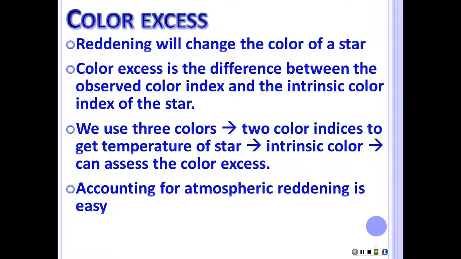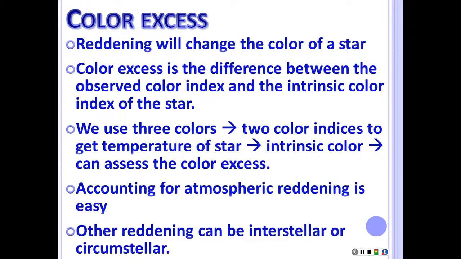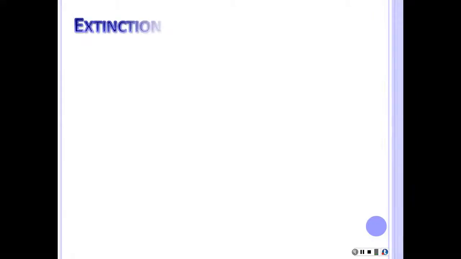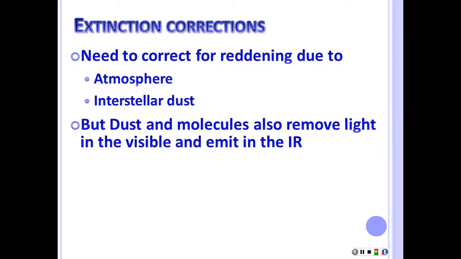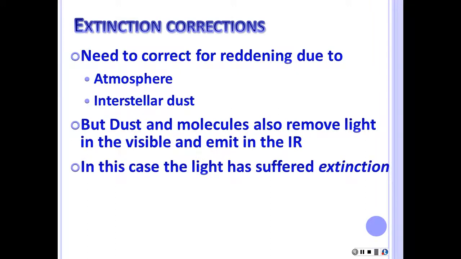We can account for any reddening that happens because of the atmosphere, because we understand the atmosphere fairly well, but the other stuff, which is either between us and the star as interstellar, or close to the star, which is circumstellar, is the stuff that we may not be able to fix very easily. And so we can develop the idea of extinction corrections. That is, we have this reddening, we can correct for the atmosphere, but we can also correct for interstellar dust, and the dust and molecules are basically removing light. They're taking light and making it so that it doesn't get to us.